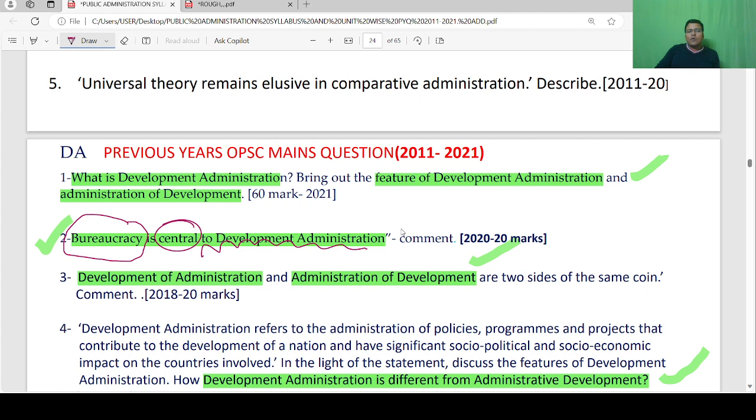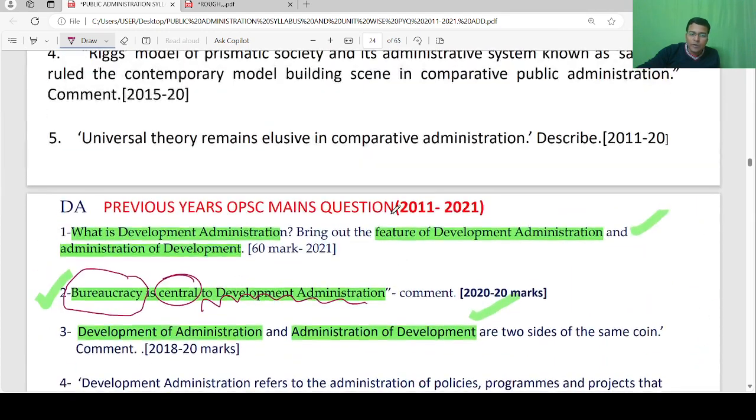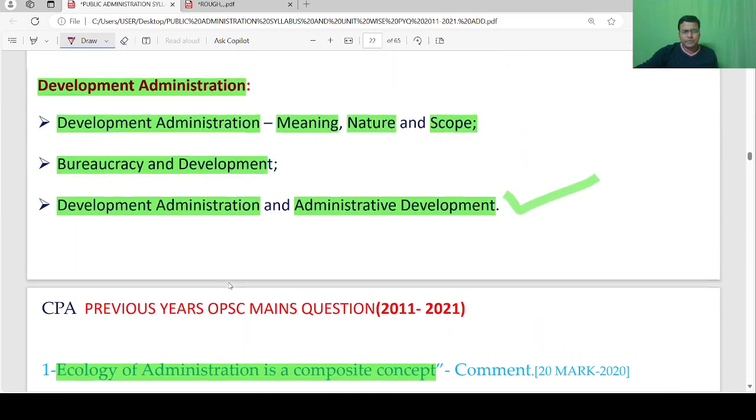But here, without writing anything else, just Max Weber's bureaucracy is running. Bureaucracy is central to development administration. Here the question was given that bureaucracy is dysfunctional to development administration, and here central. So this is bureaucracy and development.